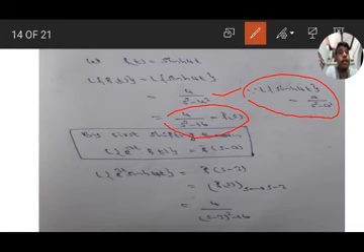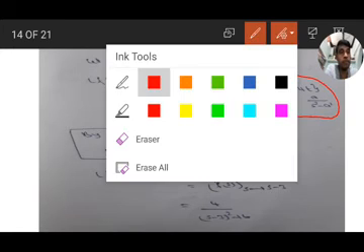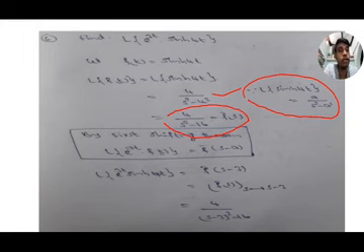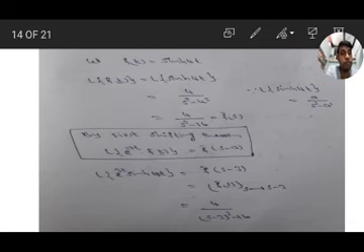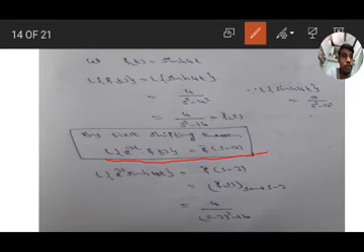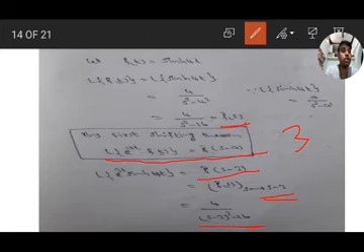L of sinh 4t is 4 by s square minus 16. Next, by using the first shifting theorem, L of e to the power of at into f of t equal to f bar of s minus a. Here a equal to 3. So f bar of s minus 3. In place of s, we have to replace s minus 3. So we get the answer 4 by s minus 3 whole square minus 16. It is the answer.